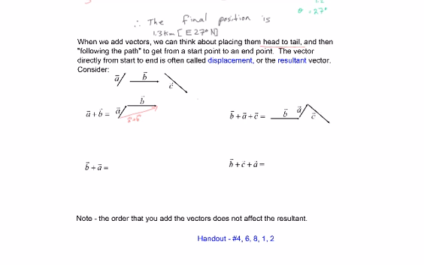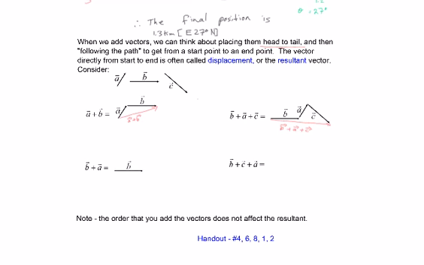Now, even though we have three vectors, we always start at the beginning of the path, which was the beginning of B, and we go all the way to the end of C. And that resultant vector is B plus A plus C. And what's interesting is, if I had done it A plus B plus C, the resultant vector would still be the same. It's amazing how this algebra works.